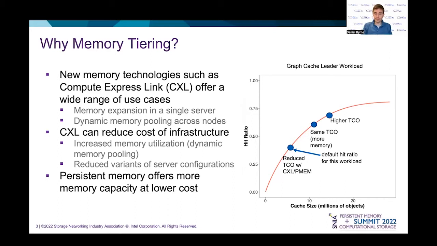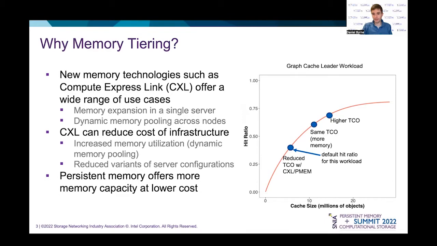This figure on the right shows the hit ratio versus the cache size, and we took this from the graph cache leader workload from CacheLib. We show here how CXL and PMEM lead to a reduced total cost of ownership because we've replaced that DRAM with some amount of CXL and PMEM.